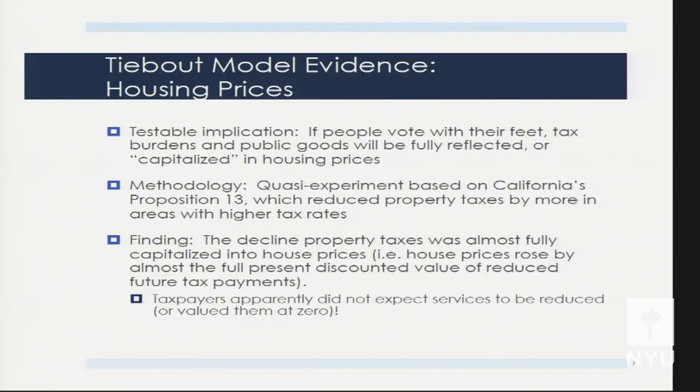So we should see the change in tax policy, and any expected changes in the public services those taxes paid for, reflected in housing values. If you know your property taxes are going down, that piece should increase property values. But we also know that those taxes went to pay for something. So if the taxes are going down, the public schools may get worse, or road repairs may take longer, or public safety may be worse. And so we should see some change.